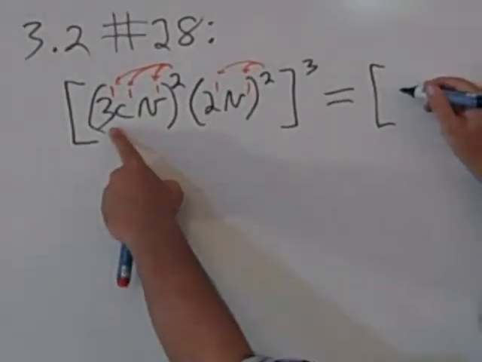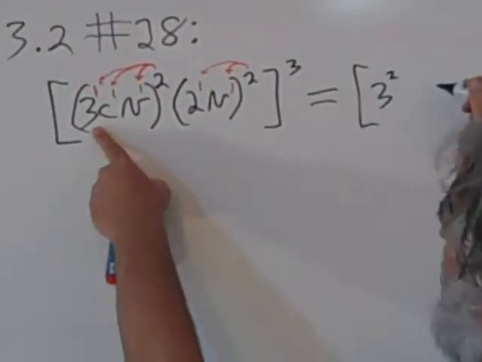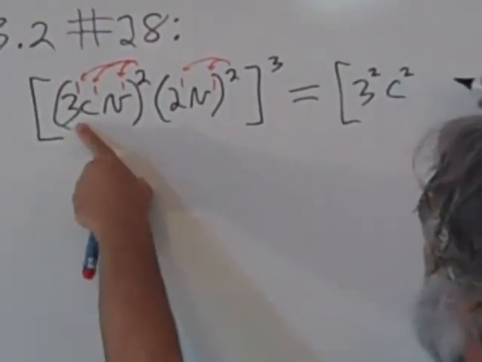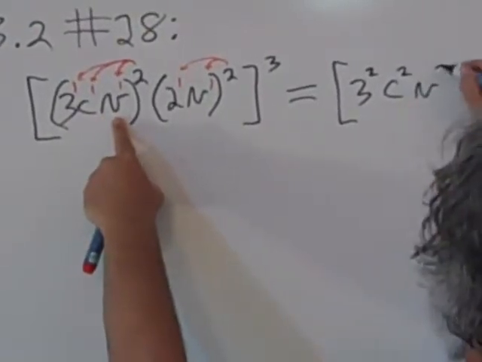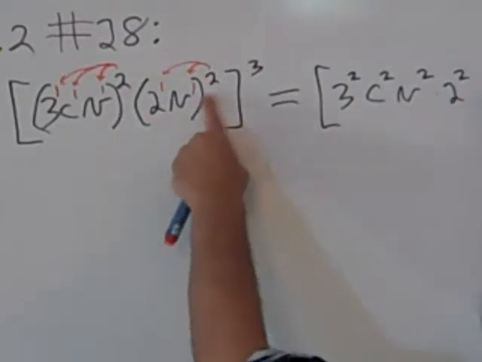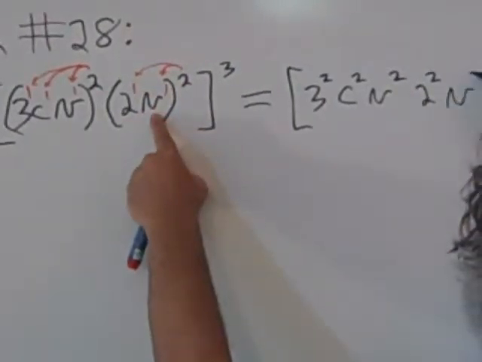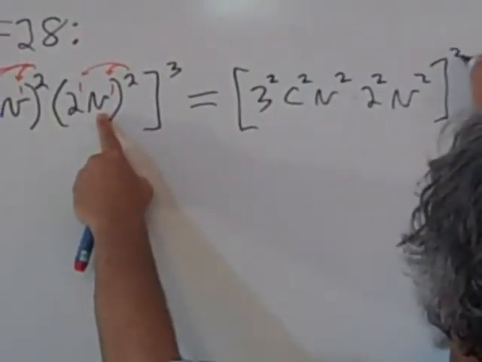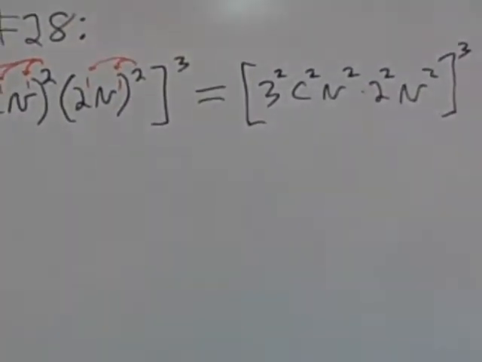So we end up with 3 to the 1 times 2 is the second power, c to the 1 times 2 is the second power, and v to the 1 times 2 is the second power. Then times 2 to the second power, 2 times 1, and v to the second power. All that is raised then to the third power.